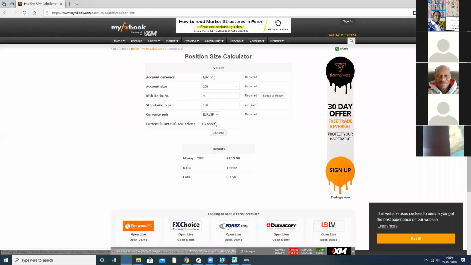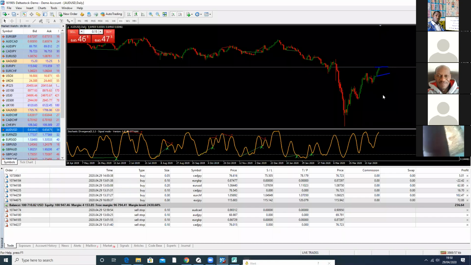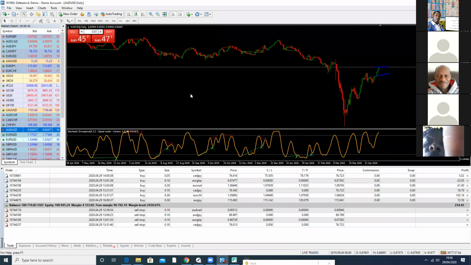Then we go down to here and say you're risking 4%, and it's 100 pips away. Now calculate. What it's saying is that you need to make the lot size 0.01. That's where it needs to be. So the trade is going to be 0.01, which is about 10 pence per pip. Because you've got a small account of £250, it has to be 0.01.